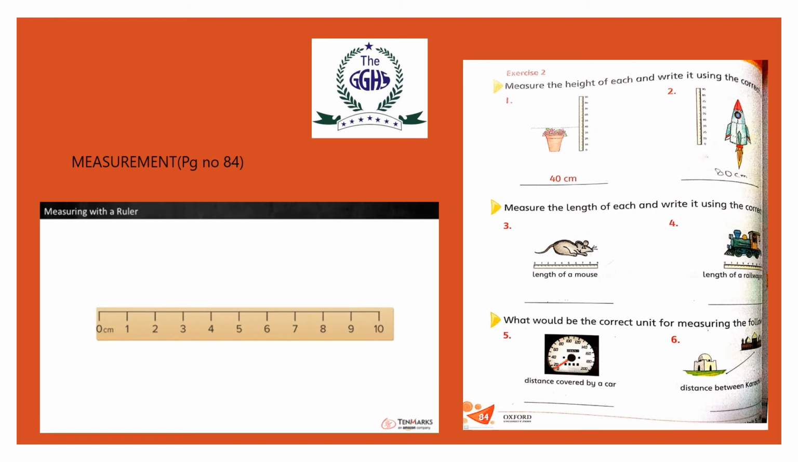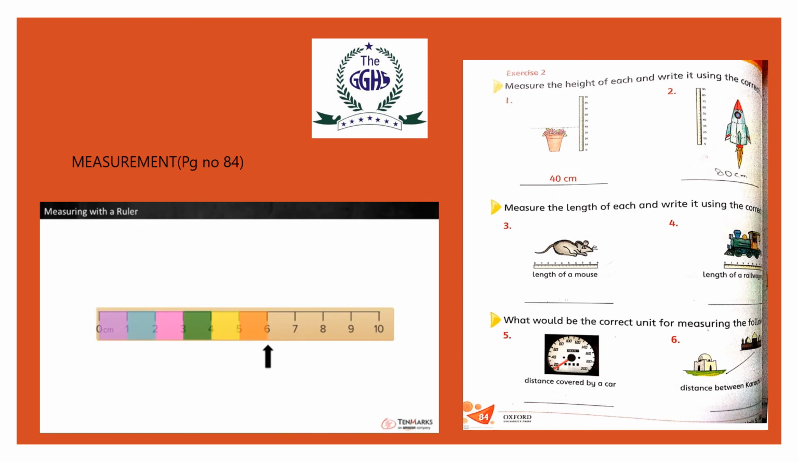The ruler is marked in centimeters. Each space on the ruler is 1 centimeter long. The numbers tell how many spaces there are between that point on the ruler and 0. For example, look at the 6. The 6 is 1, 2, 3, 4, 5, 6 spaces away from 0.